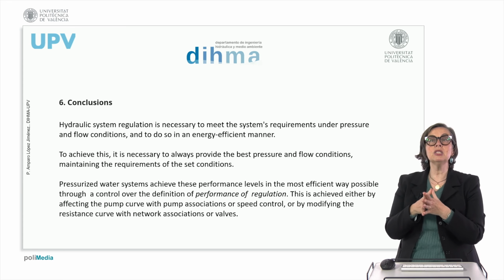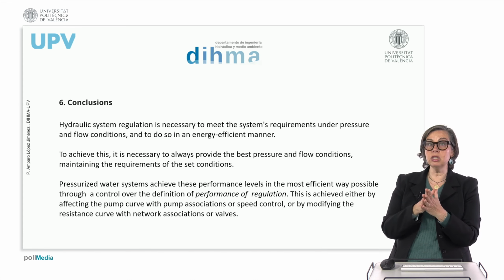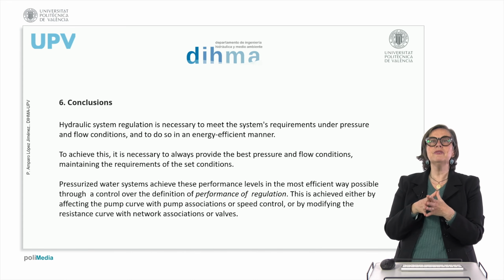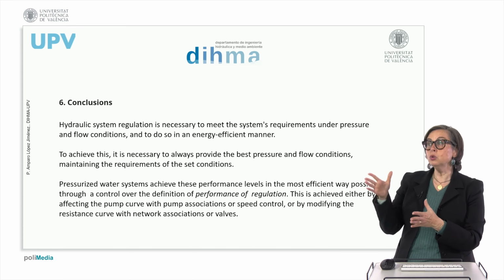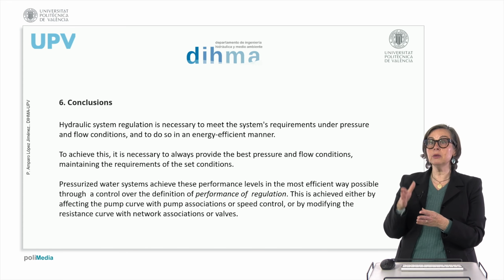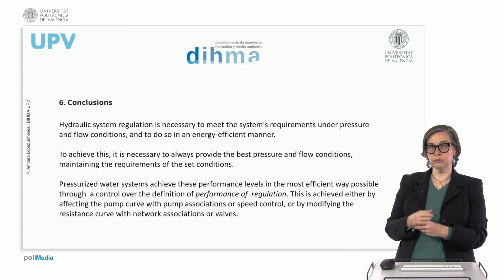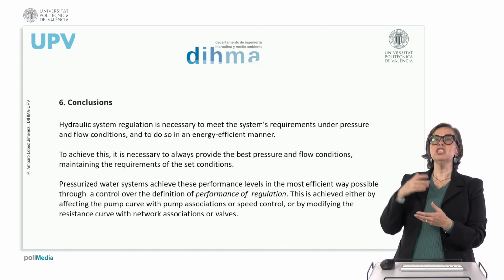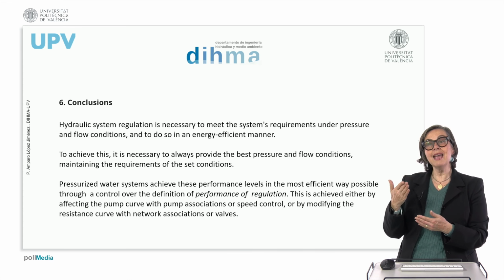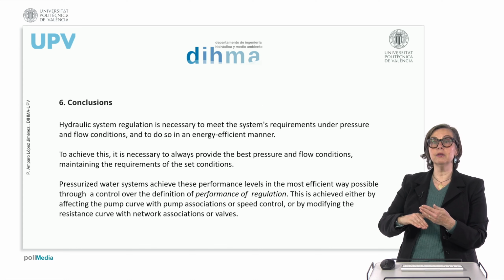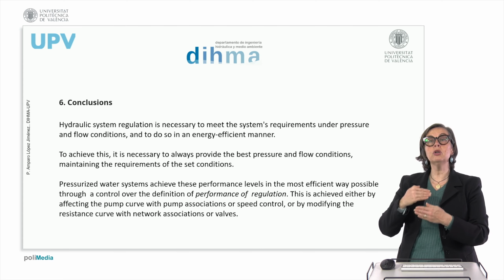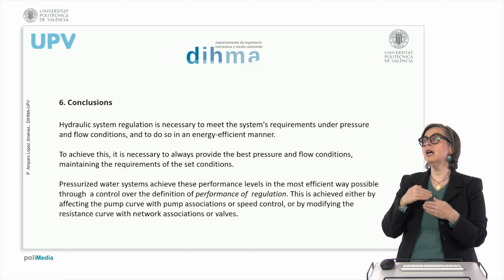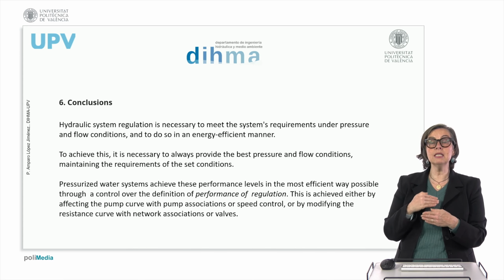So we spoke about the necessity to meet the system requirements and the pressure and flow conditions, and to do so in an energy efficient manner, we need regulation. To do this, we must consider energy, power, and environmental implications, and we will be considering the performance of regulation. To do so, we must control the operating points, either changing the characteristic curve or changing the set point curve, in terms of the best solution to have the best efficiency point and the best performance of regulation, which is our duty to select for the system.